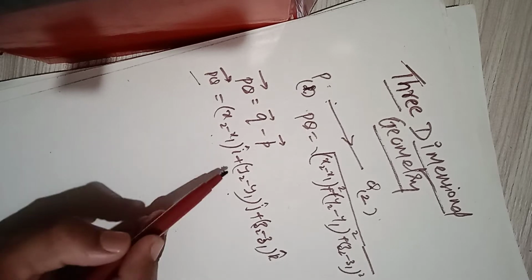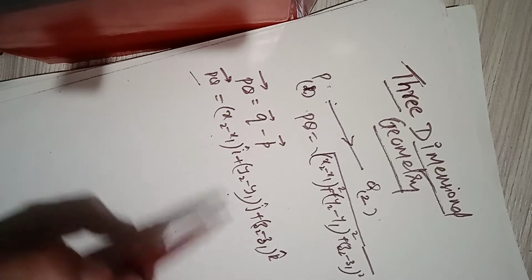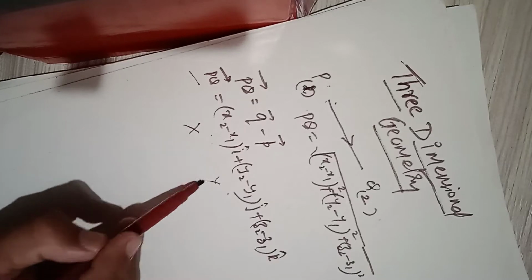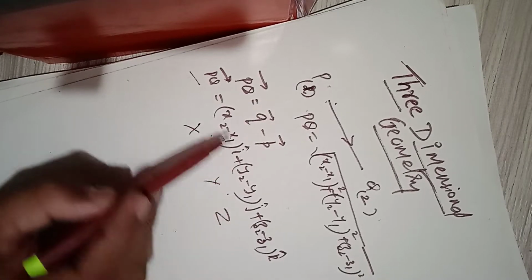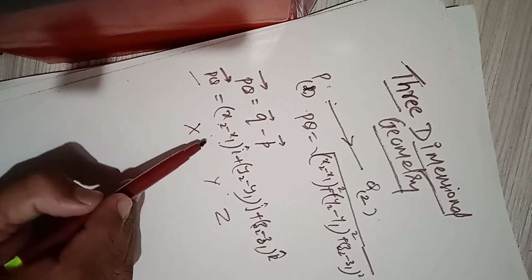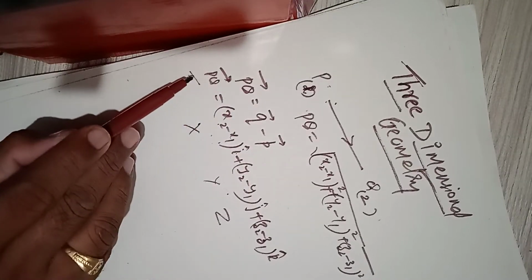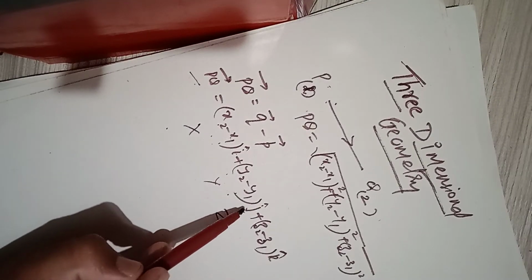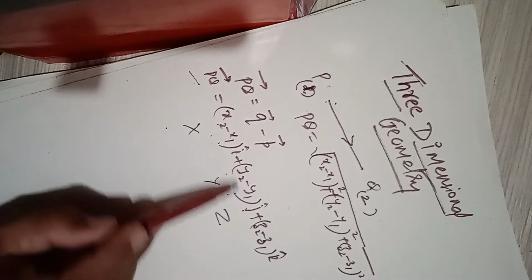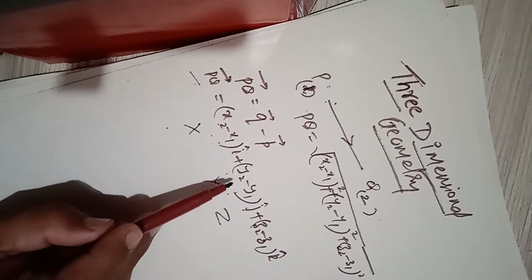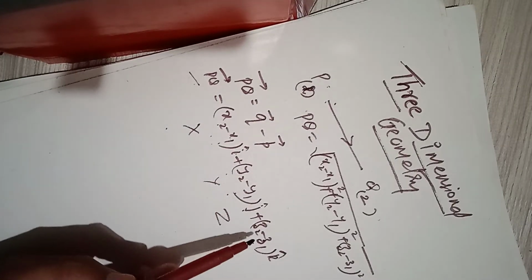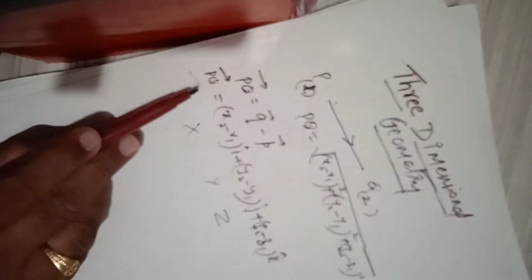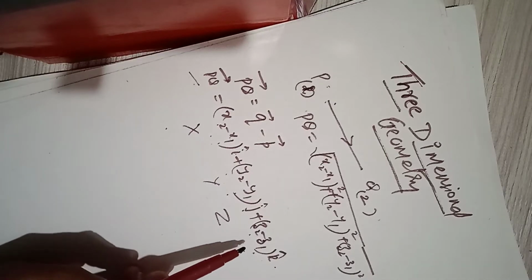X2 minus x1, y2 minus y1 and z2 minus z1 are the scalar components of vector PQ along x, y and z direction, and x2 minus x1 into i cap is the vector component of vector PQ along x direction. Y2 minus y1 into j cap is the vector component of vector PQ along y direction, and z2 minus z1 into k cap is the vector component of vector PQ along z direction.